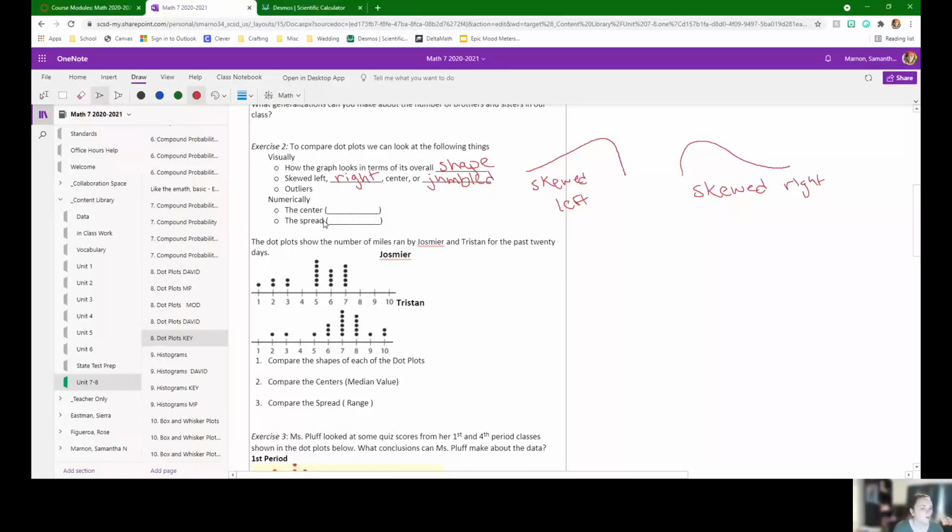We also look at it numerically. For the center, we normally look at the median, and for the spread, we usually look at the range. When we do box plots later, you're going to look at the interquartile range.